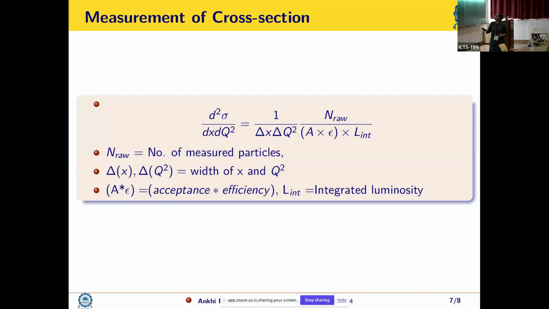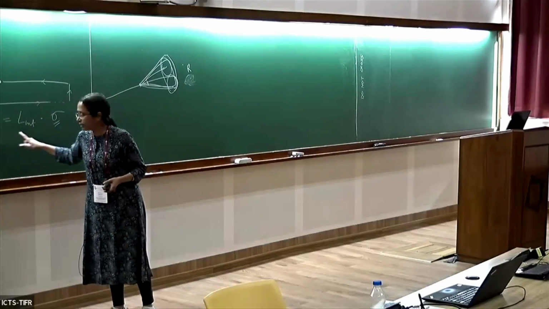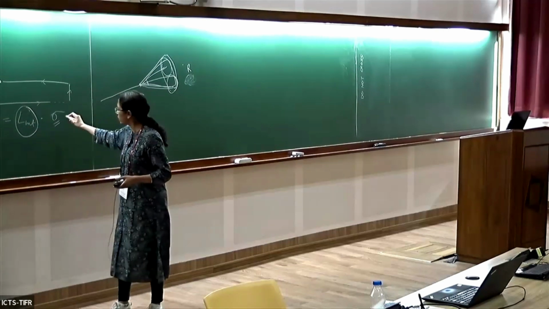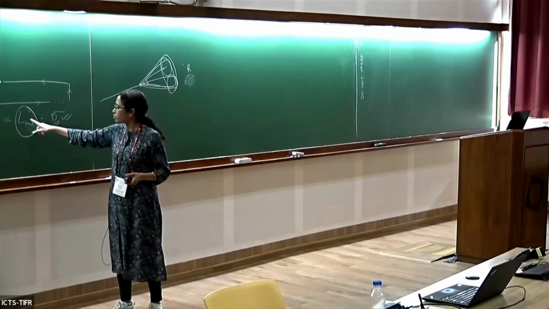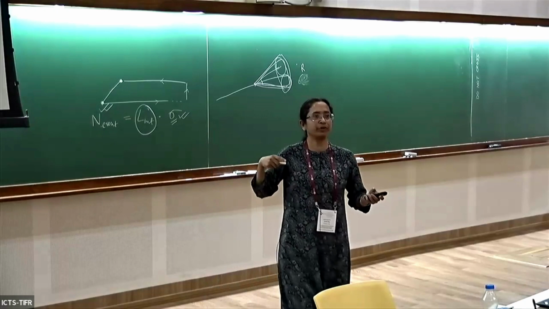Now, this is the L, the integrated luminosity, okay? So I will write a formula here, then it will be clear to you. The number of events is equal to L_int times sigma. So if this is the production cross-section, and this is the luminosity, using which I am measuring my number of particles, your accelerator has this luminosity, okay? If it is very rare, the cross-section is very small, I should have very good luminosity so that I get a large number of events and I can get a better signal, okay?